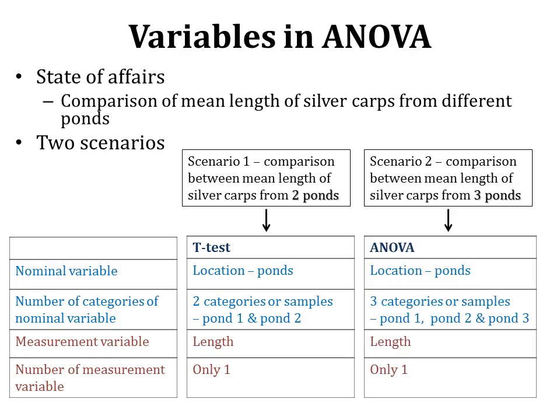Then scenario 2 is of ANOVA, because we have more than two samples. The nominal variable in this case is location, which are ponds. And how many categories of the nominal variable do we have? We have three categories or samples, pond 1, pond 2, and pond 3. And how many measurement variables do we have? We have only one, which is length, right?